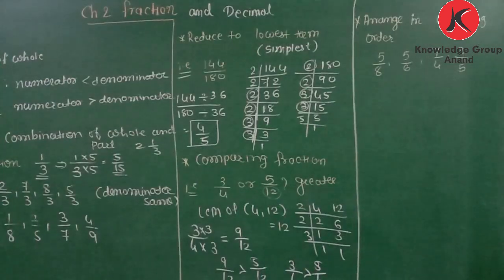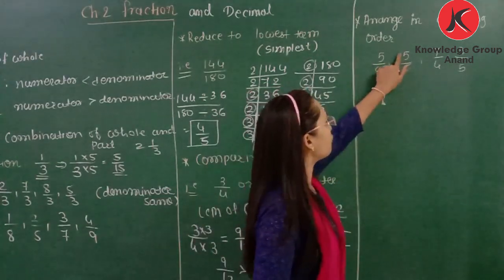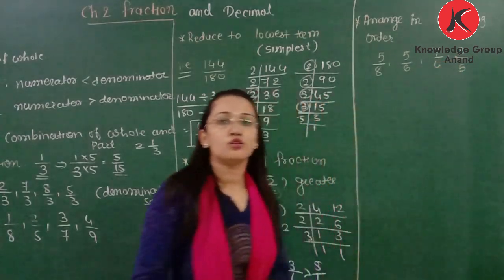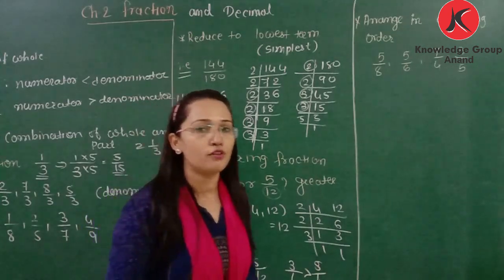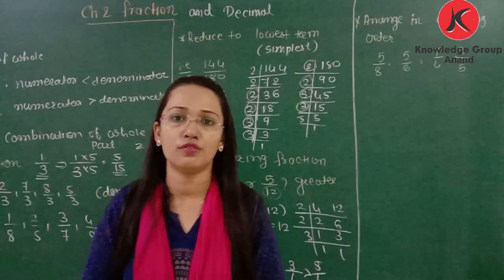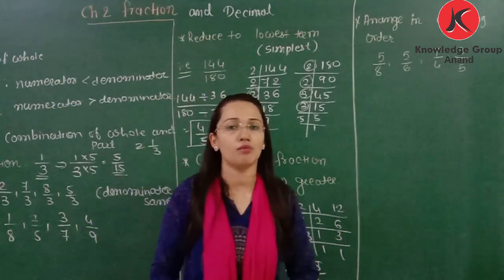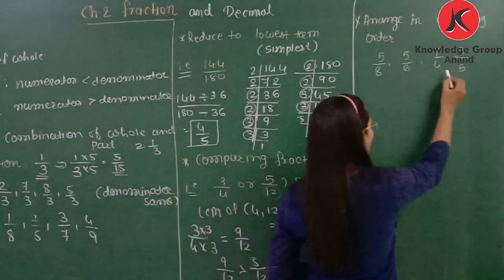Now let's take one example in which we need to arrange the fractions in ascending order. Here the fractions given are 5 by 8, 5 by 6, 7 by 4, 3 by 5. Before arranging in ascending order, first of all we need to make the denominators the same. There is only one method, that is the simplest method of finding the LCM of the denominators. So first of all, find the LCM of the denominators.